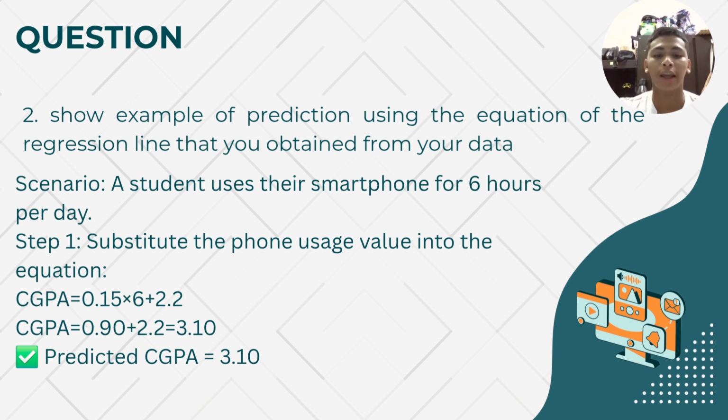Now, let's look at an example of how to make a prediction using the regression equation from our data. In this scenario, a student used their smartphone for 6 hours per day. To predict their CGPA, we simply substitute this value into the regression equation. CGPA equals 0.15 times 6 plus 2.2. CGPA equals 0.90 plus 2.2, equal to 3.10. So based on this model, the predicted CGPA for a student with 6 hours of daily phone usage is 3.10.